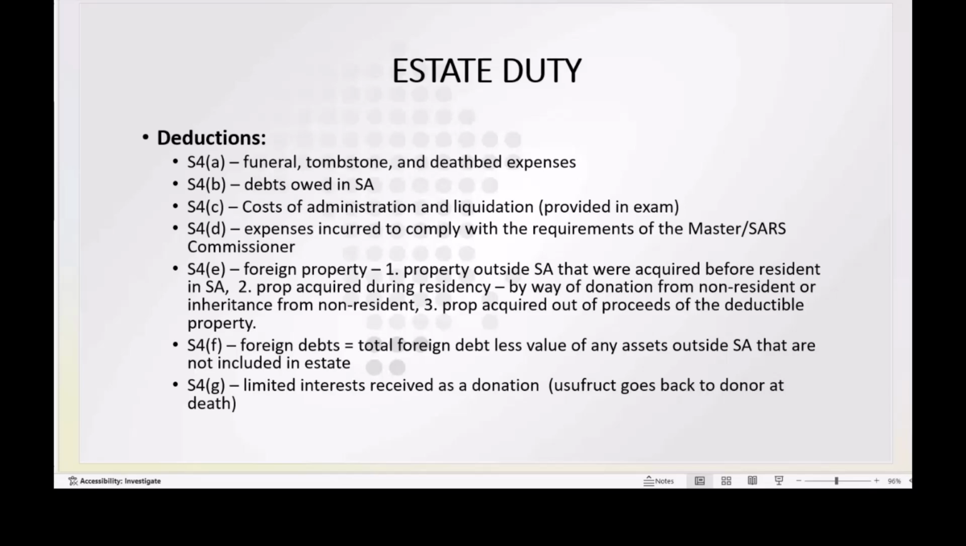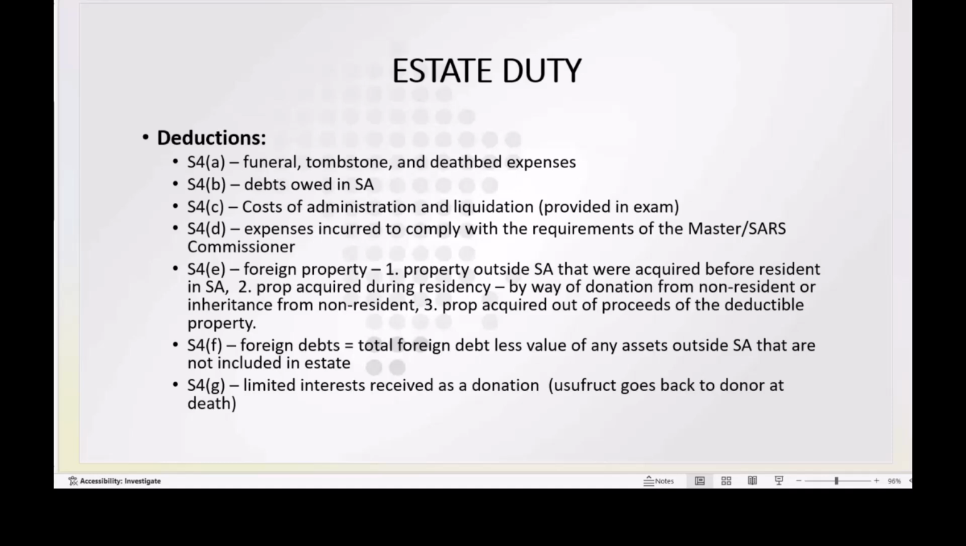Any foreign property, and the conditions there are that the property must be outside of the Republic and you acquired this property before you became a resident of South Africa, or the property was acquired during your residency in SA, but you received it by way of donation from a non-resident, or you inherited it from someone who is not a resident, or property that you acquired out of proceeds of the deductible property. So any of the two above. So if you had sold a property that's outside that you acquired before, or property that you acquired during your residency by way of donation from a non-resident or inherited from a non-resident, the proceeds that you get from selling those properties will also be seen as foreign property, so you can then deduct it from your estate duty.